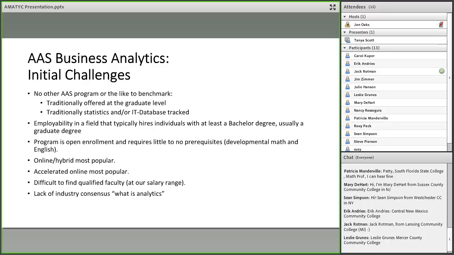And that kind of segues into my next topic, which is the lack of industry consensus regarding what is analytics. And some folks will say, well, it's big data, and other folks will say it's BI. And so there just is a general lack of consensus about what analytics is. And so we really had to be cognizant of what were the skills, what were the competencies that we could feasibly teach a student in a 2-year program.